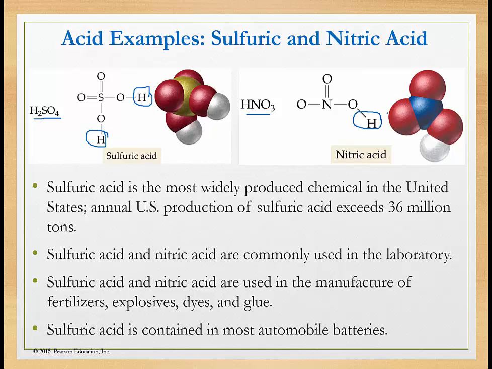Sulfuric acid is the most widely produced chemical in the US. Its production in the US alone exceeds 36 million tons. It is essential to many processes. Both sulfuric acid and nitric acid are very commonly used in the laboratory. Nitric acid has a little bit more of a special use because it is what we call an oxidizing acid.